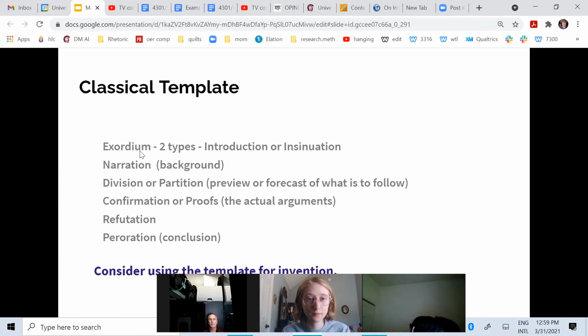I'll talk about the two types. The same root as the English word exhort is in exordium. What does exhort mean in English? It means sort of like to plead, to strongly urge somebody to do something. But basically it's an introduction. And then narration is basically background or history or, you know, situation.